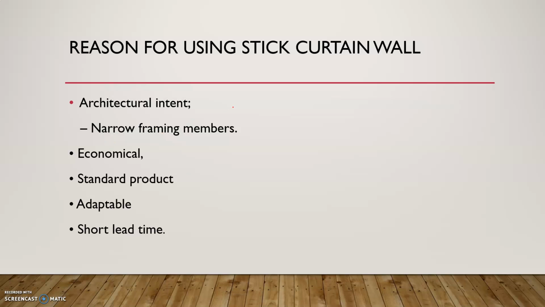Now, the reasons for using stick curtain walling. Number one is architectural intent, narrow framing members compared to unitized curtain walling systems. The stick curtain walling mullions are slimmer than unitized mullions. It's cheap, economical. This is off the shelf, readily available, adaptable, and obviously has a shorter lead time.